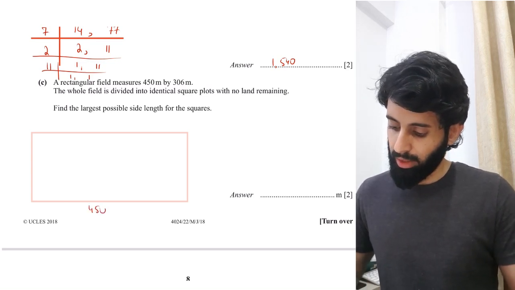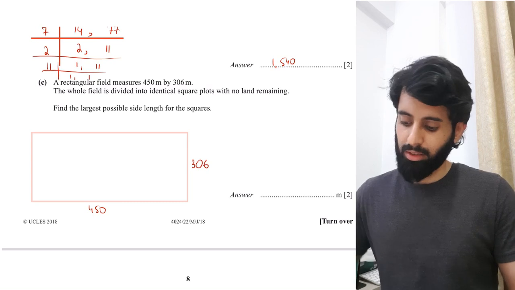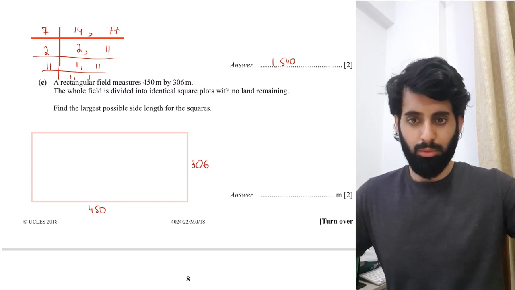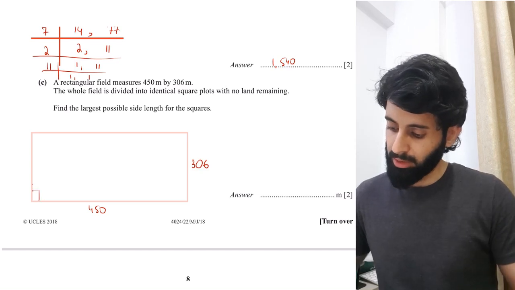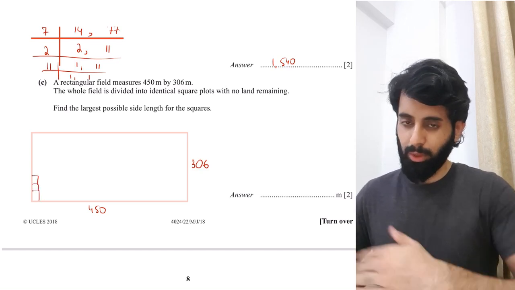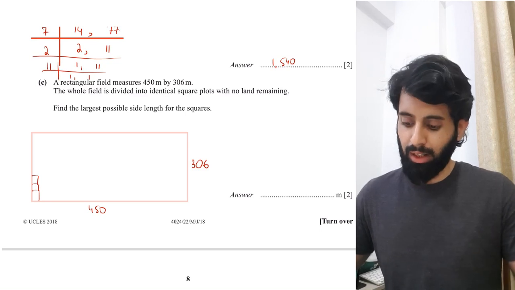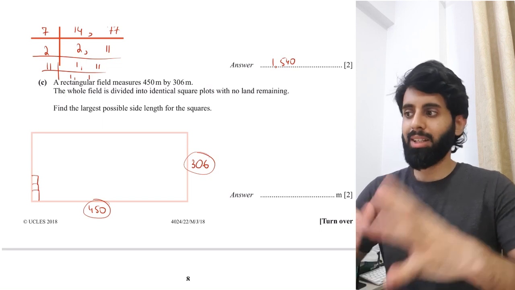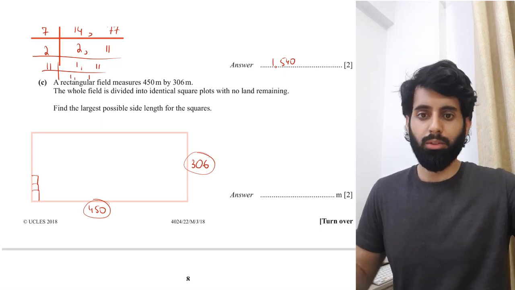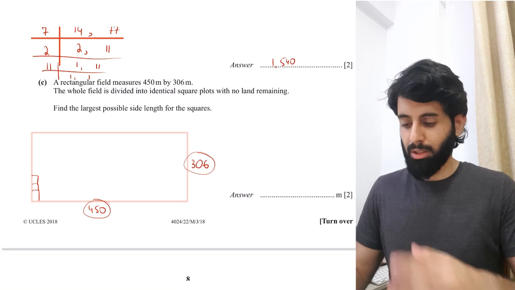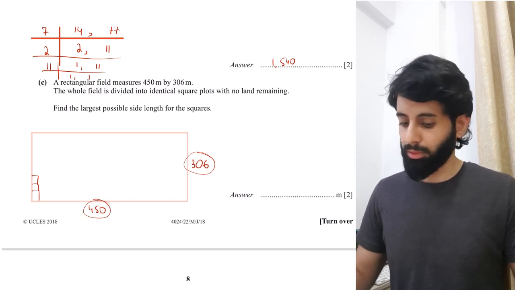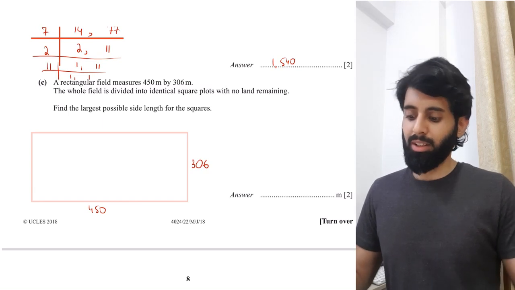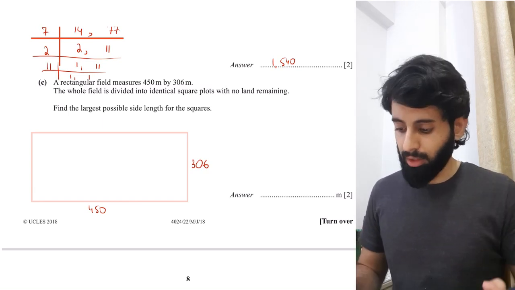So here's 450 by 306. Now I can take this field and make squares of 2 by 2. So basically I can add squares of 2 vertically and horizontally, and I'm not going to be left with any land. Why? Because 450 is a multiple of 2 and so is 306. So by the time I'm done dividing them into boxes of 2, there will be nothing left, because both of these numbers are multiples of 2. But why stop at 2? Since the question says that you have to find the largest possible side length for the square.